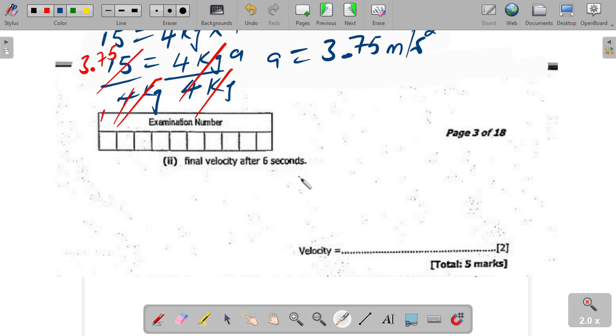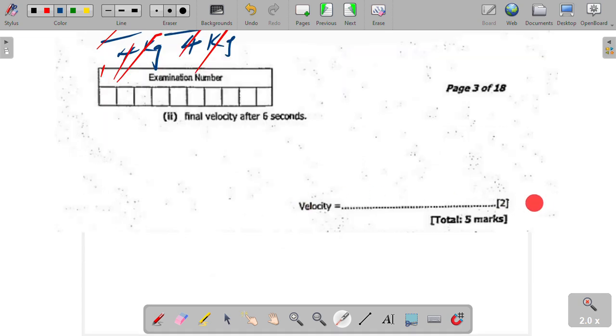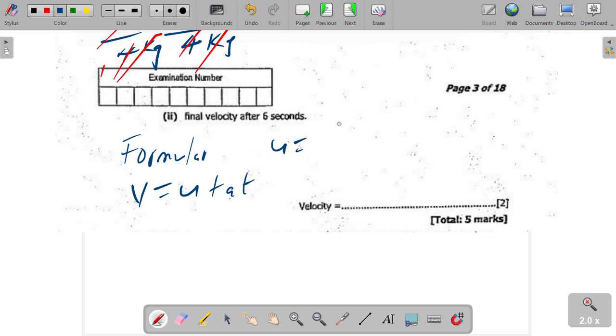And our last question: final velocity after 6 seconds. What is the final velocity after 6 seconds? How many marks? 2 marks. So here we use this formula: v is equal to initial velocity plus acceleration times time. Do we have initial velocity? We have, it's actually 0, the body is at rest.